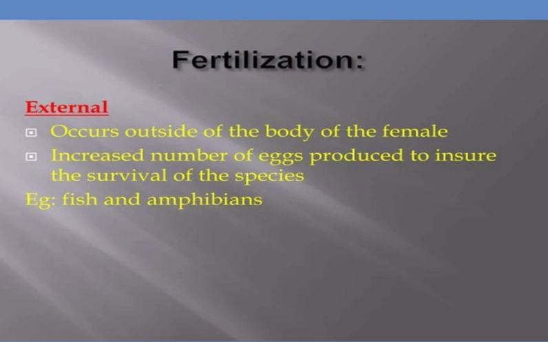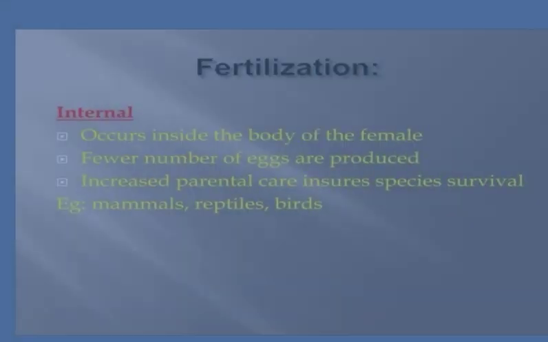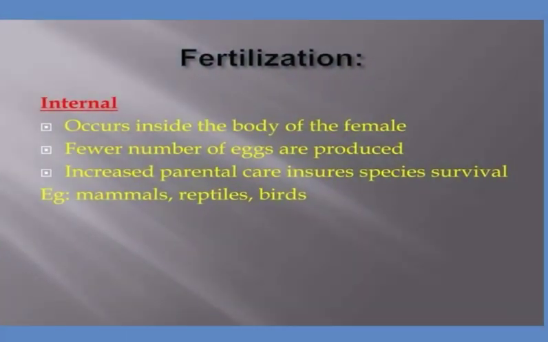Such external fertilization occurs in fish and amphibians. Then internal fertilization occurs inside the body of the female. Here, the ovary produces an egg inside the reproductive system, and that egg gets fertilized by the sperm. Fewer eggs are produced. In internal fertilization, there is increased parental care, which ensures the survival of the species. It happens in mammals, reptiles and birds.